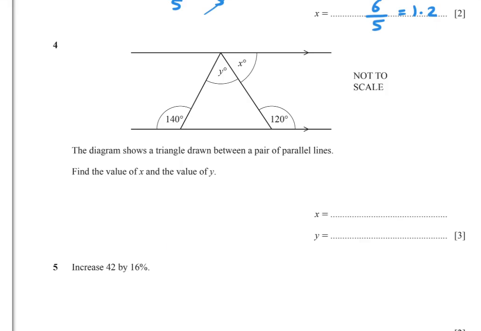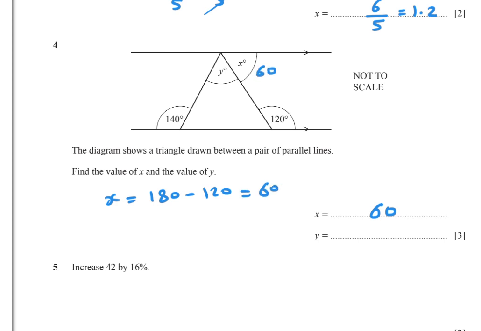Number 4. The diagram shows a triangle drawn between a pair of parallel lines. Find the value of x and the value of y. To find x and 120, interior angles add up to 180. So x equals 180 minus 120 equals 60.